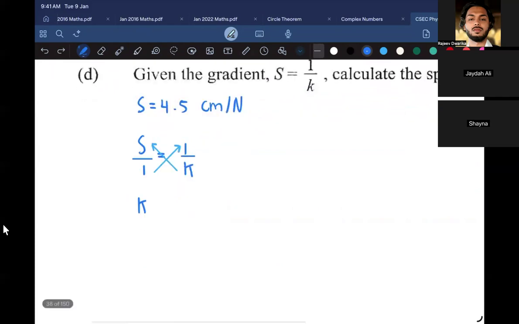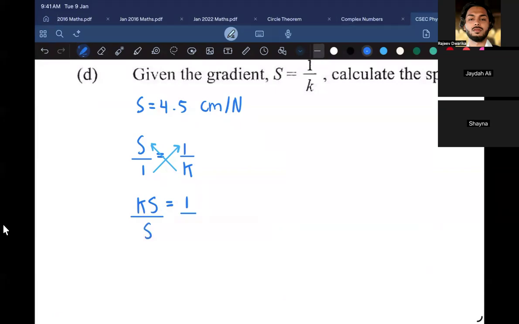Yes, you'd get KS. I want to find K, so I would have to divide both sides by what? S. Right? So K is just equal to 1 over S, like you said. Do we know what S is?